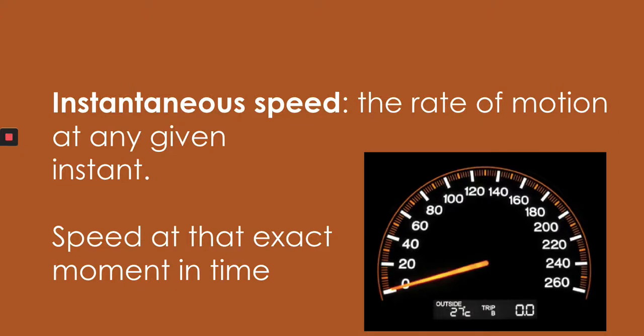Well, speed can be broken down into different types of speed. So, for example, you have instantaneous speed. Instantaneous speed is the rate of motion at a very specific time, right? So if you're driving along, you look down at your speedometer, that's how fast you're going at that exact moment in time.